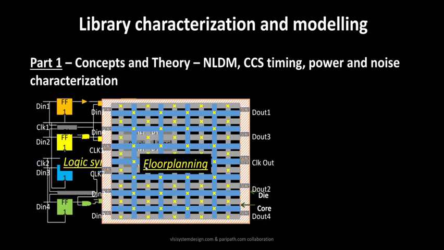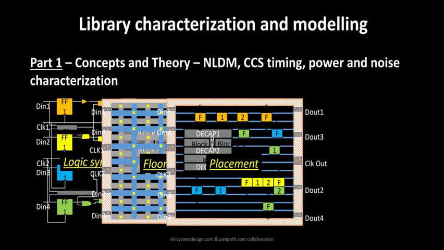And why are we again talking about the floor planning step in the library characterization course? I'll get back to that in a minute. The next step after floor planning is placement. In the placement stage, we take the logic cells present over here and place them on the chip in such a fashion that the initial timing is met.